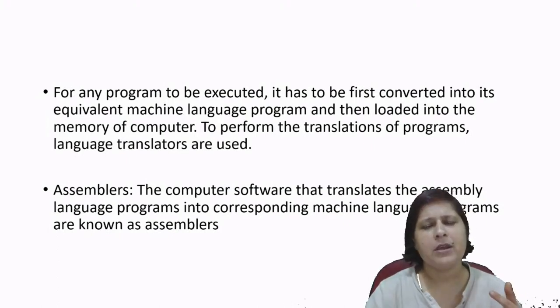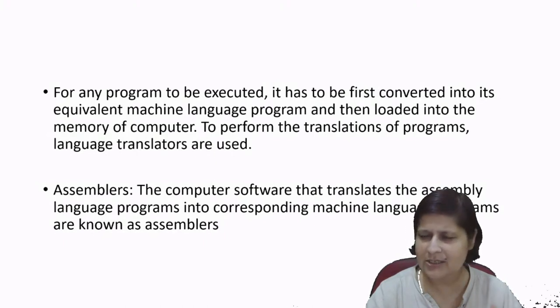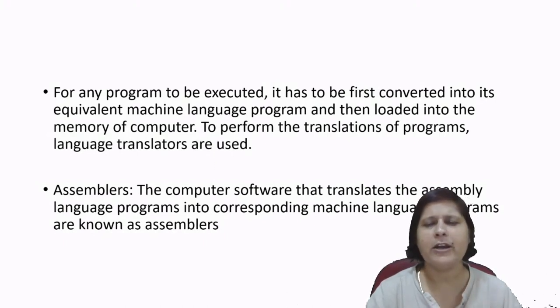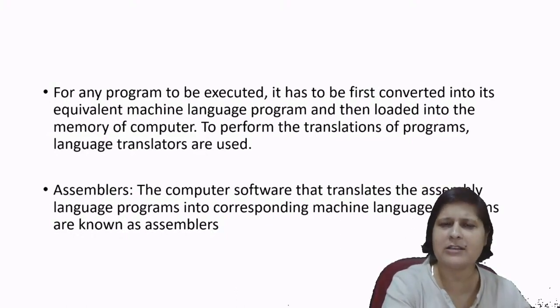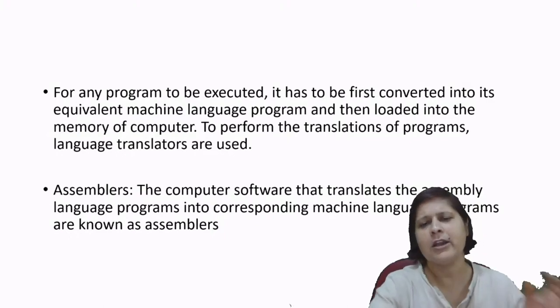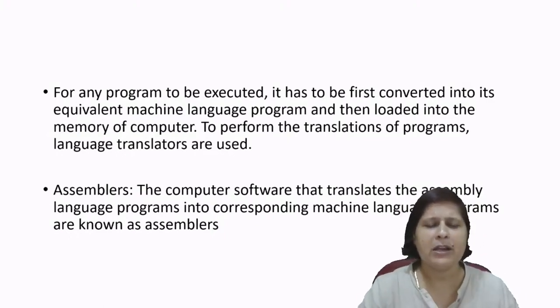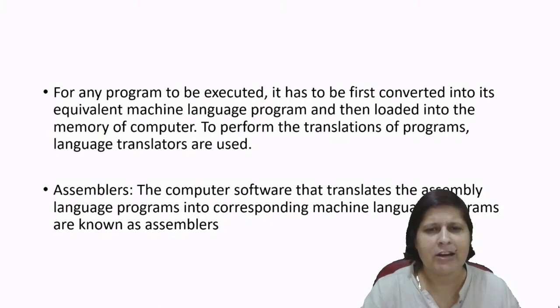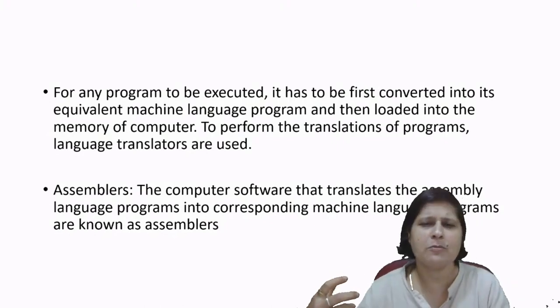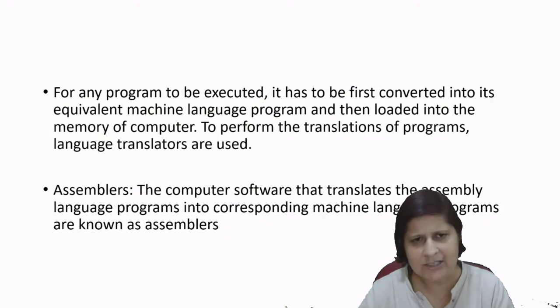For any program to be executed, it is first converted into its equivalent machine language, that is, the language of 0 and 1, and then loaded into the computer memory. To perform the translation, language translators are used. That is the conversion of the high-level language, that is English or any other language, into machine language. It has been done by a translator, and this is known as the conversion, right? The conversion of the high-level language into the machine language is done by the translator.